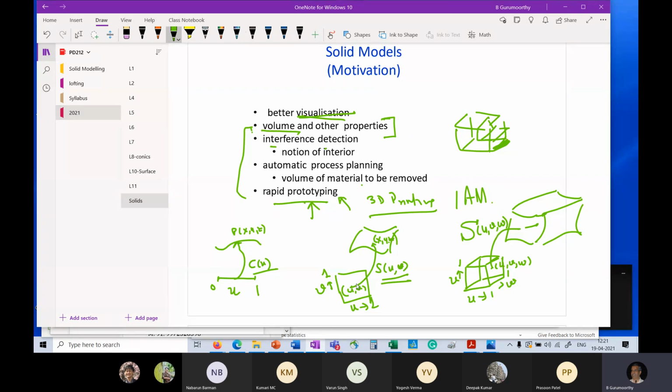You can then, just like you did for surfaces, think of writing polynomial expressions which look like triple summations over i, j, k, up to n, m, and p, with coefficients a_ijk, u to the power i, v to the power j, w to the power k. All this is possible. But we don't go this path. Can you tell me why?